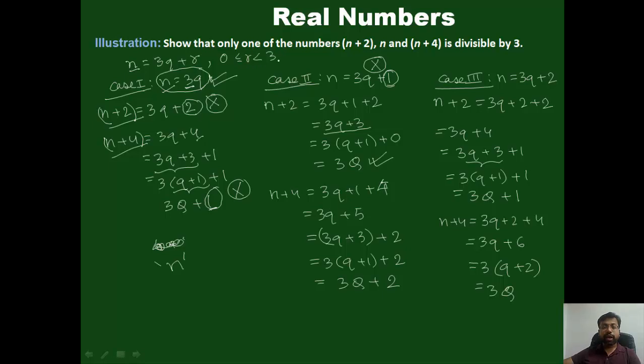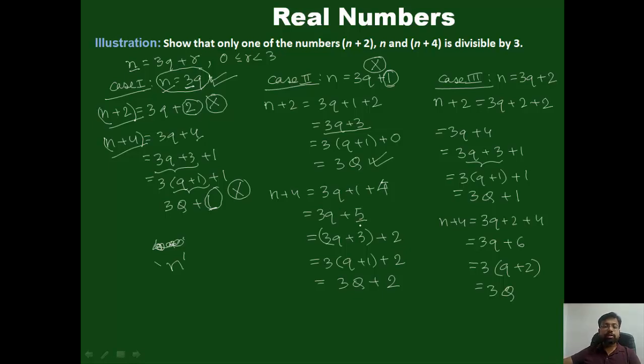So here, only when r is less than 3 can you call it the Euclid's division lemma. And only then can you deduce whether that number is divisible by 3 or not, or what the remainder is. So here we cannot apply the Euclid's division lemma. So 3q is the ultimate form and this form is divisible by 3. What about n plus 4? N plus 4 comes out to be 3q plus 5.